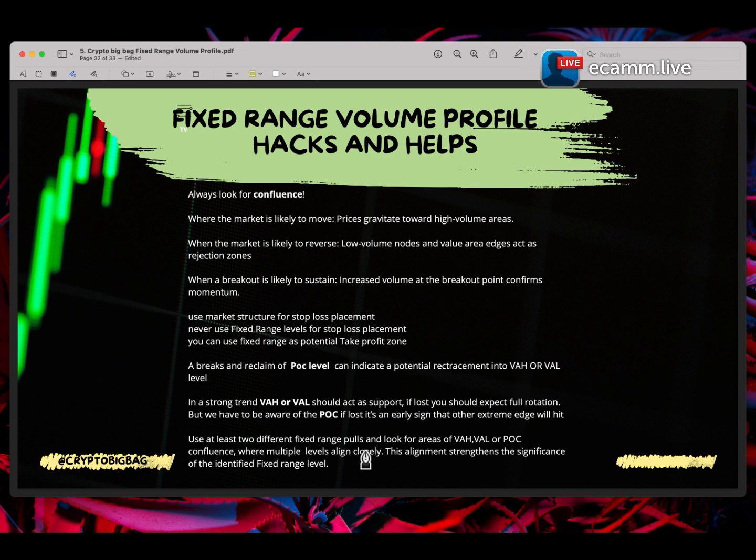Use at least 2 different fixed range pools to look for areas of value area high and value area low or POC confluence.